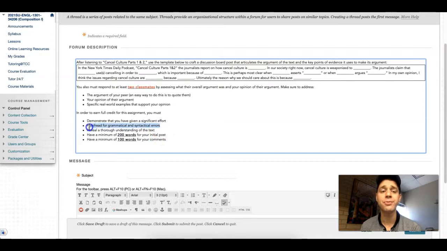Please make sure that you proofread for grammatical and syntactical errors. I'm not checking for grammar. I'm not looking for comma splices and misplaced modifiers. I'm not looking for stuff like that. But if I see misspelled words and capitalization that's off and punctuation that is distracting, meaning that I can't focus on what you're saying because I'm too focused on your grammar, that's when your grade starts to go down a little bit.